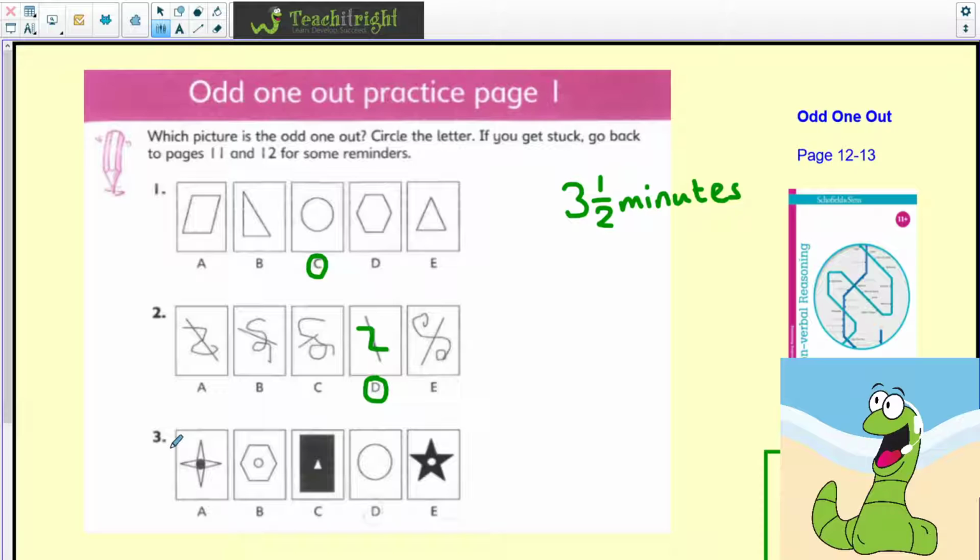Question 3, all the other 4 have a smaller shape inside a bigger shape. So the answer to number 3 is D. And if you see here, look, they've all got a little shape inside, whereas the circle doesn't have any shape inside.